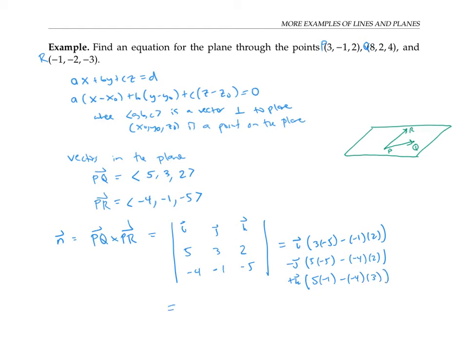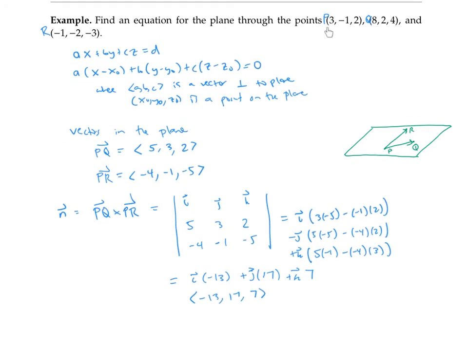That simplifies to i times negative 13 plus j times 17 plus k times 7, or the vector (-13, 17, 7). Now I can write down the equation for my plane.